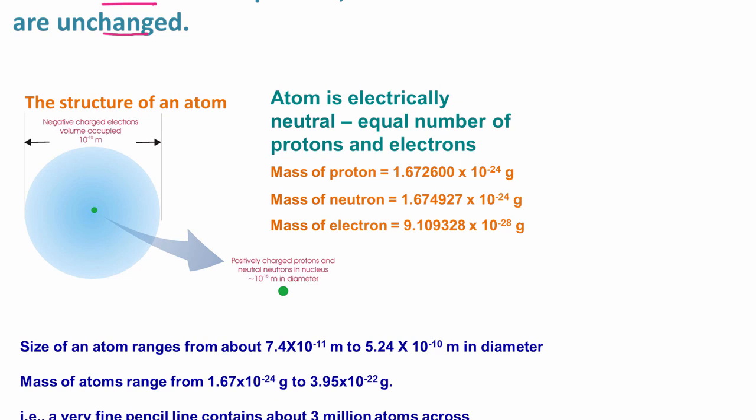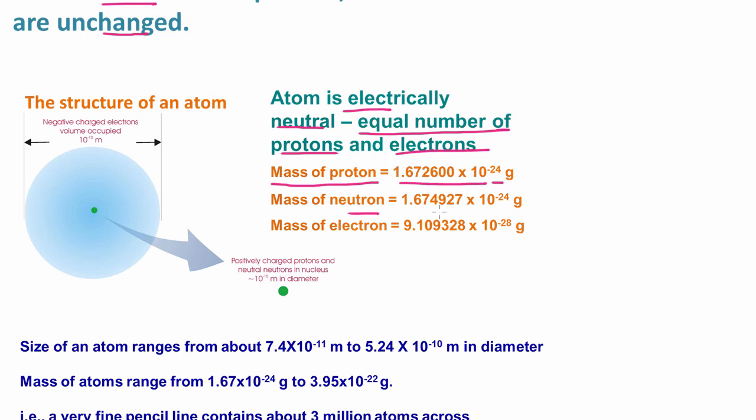First, you need to know that an atom is electrically neutral. And what does that mean? It means that there are an equal number of protons and electrons. Let's talk a little bit about the protons and electrons. First, let's take a look at the mass of a proton. The mass of a proton is 1.6726 times 10 to the negative 24 grams. The mass of a neutron is very similar.